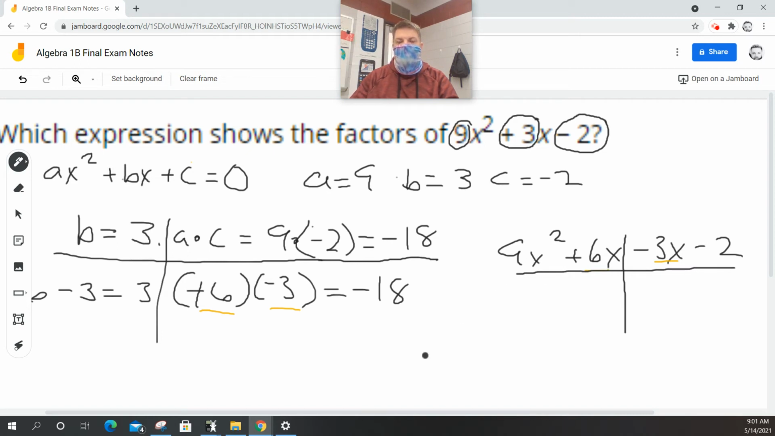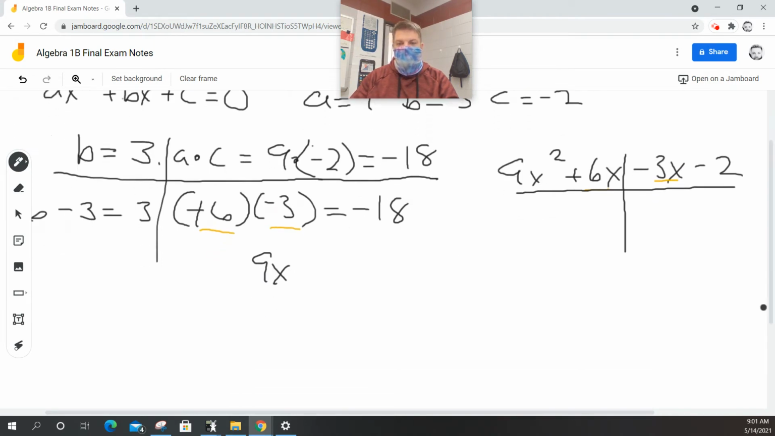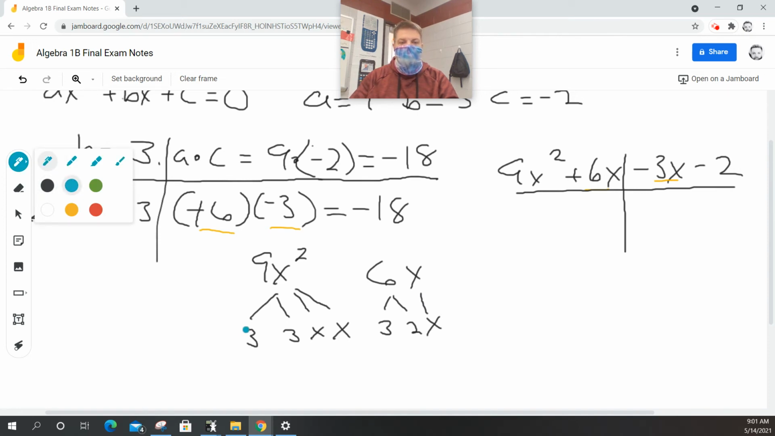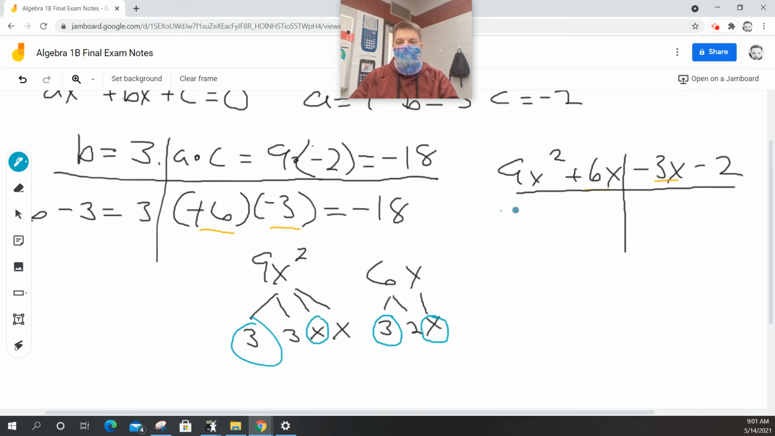So what's the greatest common factor between 9x squared and 6x? So I've got 9x squared. What's the prime factorization of that? 3 times 3, and then the x squared is just x times x. Well, what about 6x? Well, that's going to be 3 times 2 times x. So somebody blurted out 3x. They were right, but I just want to go through the process to make sure. They both share a 3. They both share at least one x. So then that would be 3x.